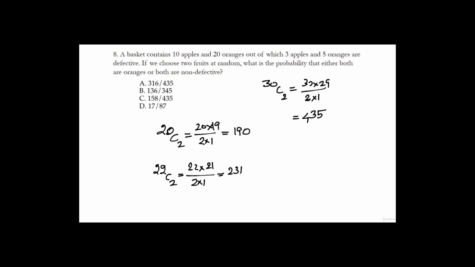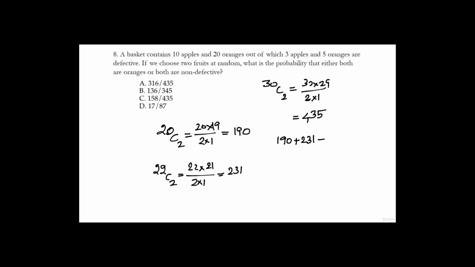So either we are going to select two oranges or two of the non-defective fruits, which means 190 plus 231. But among these selections, the number of non-defective oranges occurs commonly in both the selections, that has to be reduced from one of the selections. So the number of ways of selecting 2 oranges out of 20 oranges is 190. Among that we have 15 non-defective oranges, and also when we select two fruits out of 22 non-defective fruits, there also we have 15 non-defective oranges, so that has to be subtracted once.